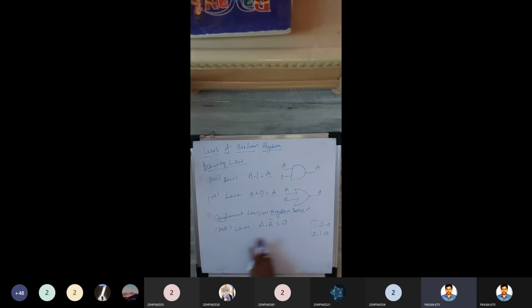Okay, no need to leave that one. This law states, you need to know the meaning of these laws and everything. This law states that a variable ANDed with its complement is equal to 0. A variable ANDed with its own complement is equal to 0. This is the AND version. Next, similarly, the OR version.